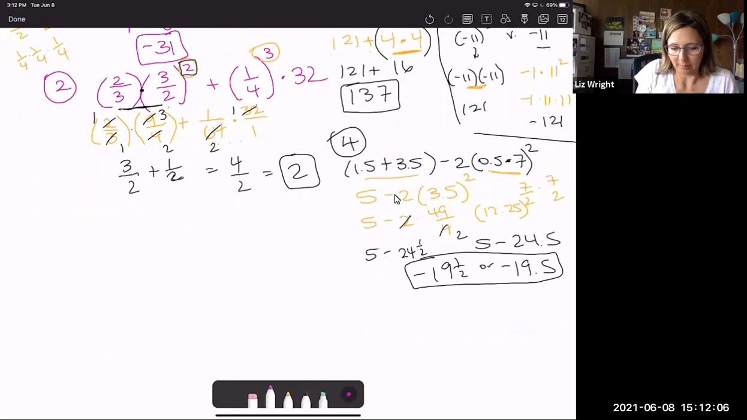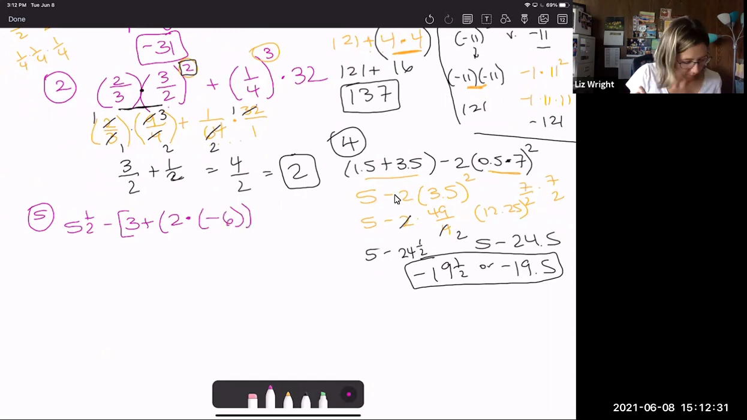Getting distracted here with my surroundings. All right, number 5. We've got 5 and 1/2 minus the quantity of, we've got brackets this time, quantity of 3 plus yet another set of parentheses, 2 times another set of parentheses, a negative 6. And then we're going to close that bracket as well. And then that's going to be all over negative 3 squared plus 2.